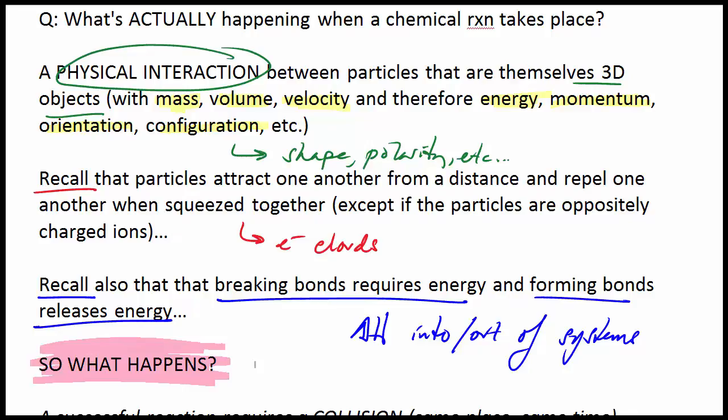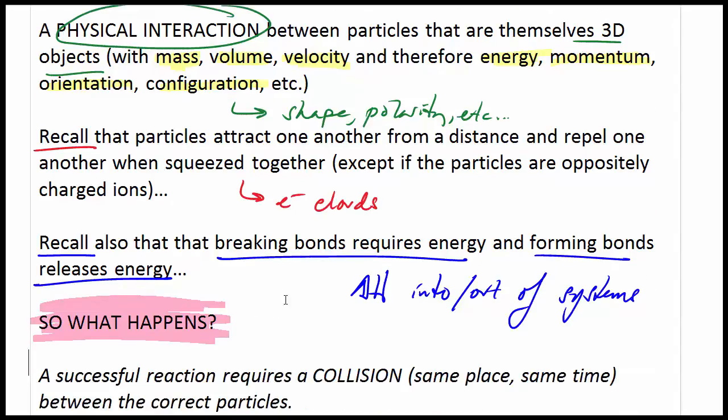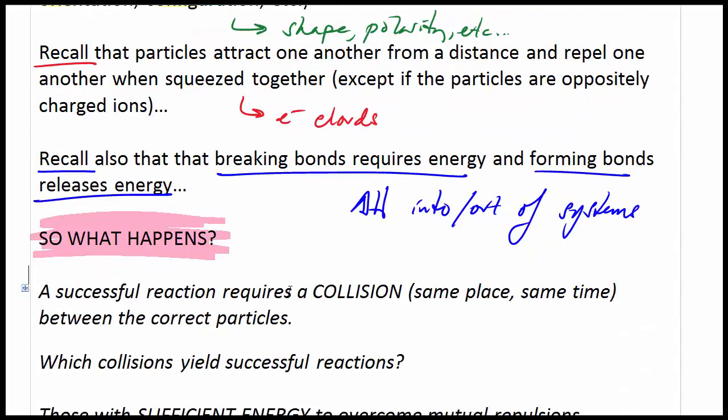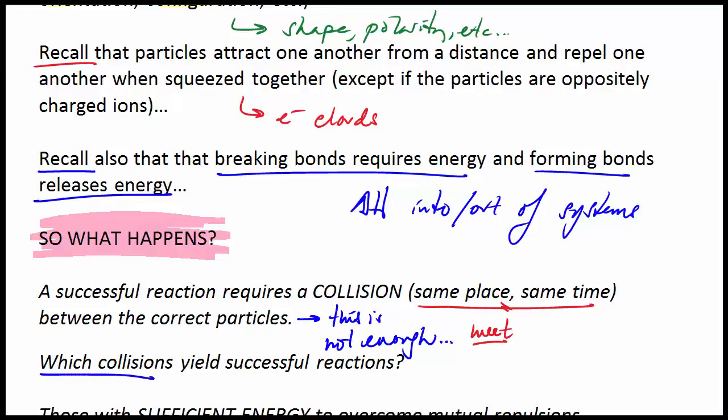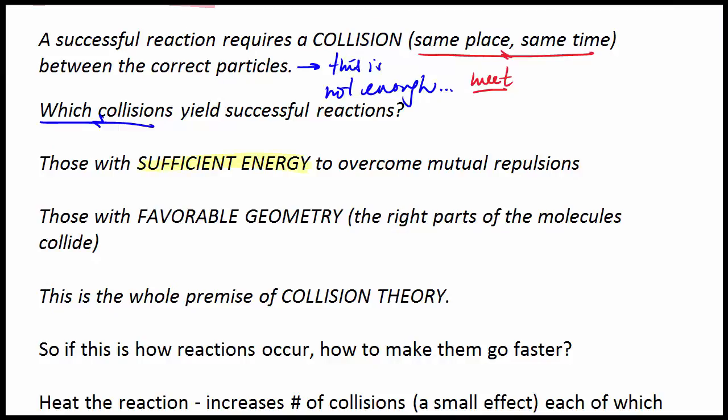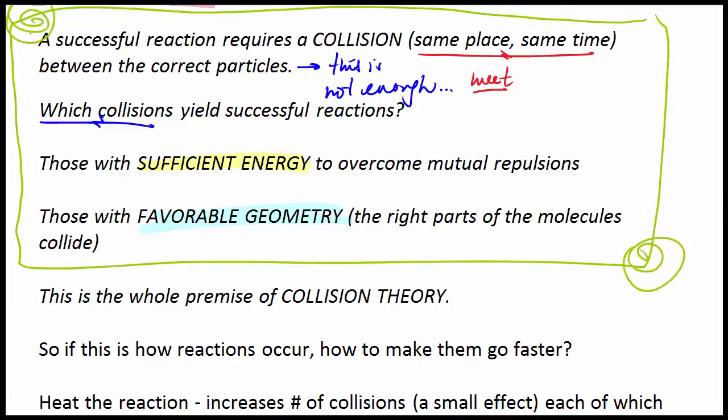So what actually happens when particles react? What's the real truth? Well, a successful reaction requires a collision. The particles need to be in the same place, at the same time, and need to be the right particles. They have to meet. But not every collision is successful. Which ones are? Well, the collisions that have sufficient energy to overcome the mutual repulsions and favorable geometry so the right parts of the molecules collide. That's the whole premise of collision theory. Right place, right time, sufficient energy, and favorable geometry.